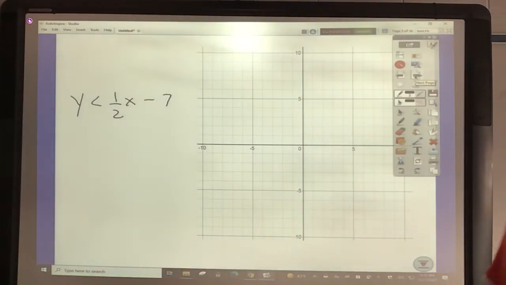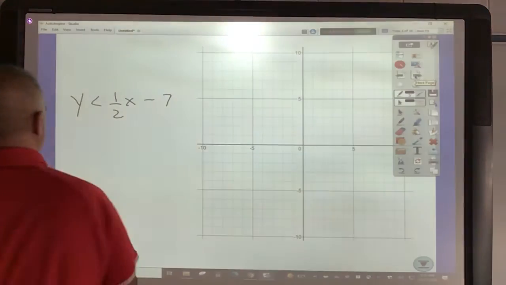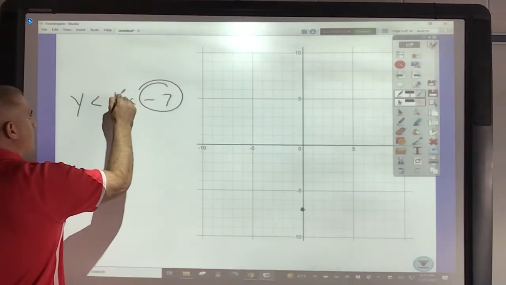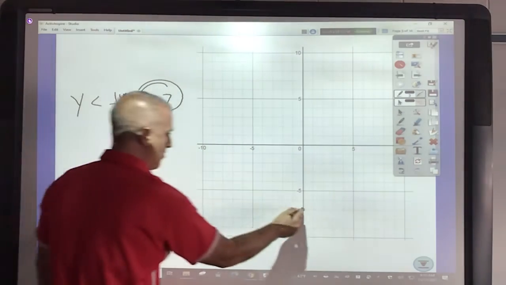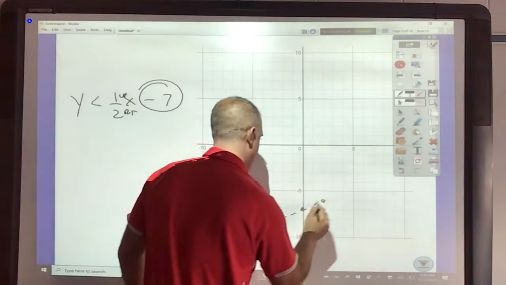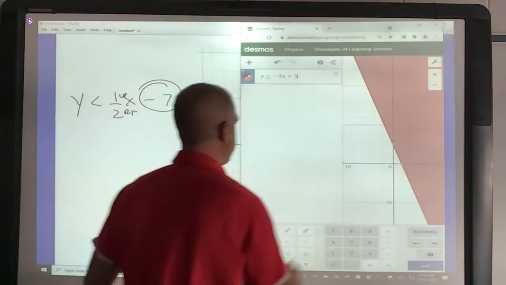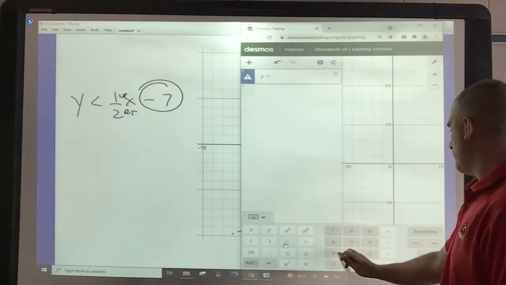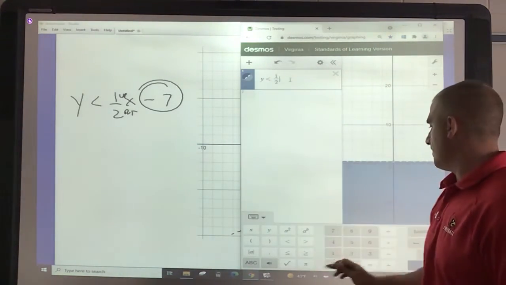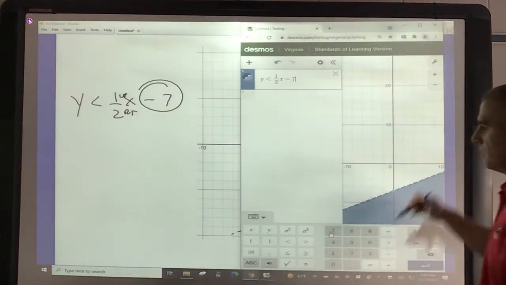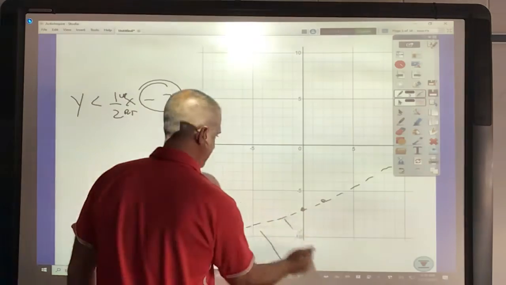Okay, now we go to these ones, the fraction ones, very similar. Here I'm going to start at -7 on the y-axis. This fraction means 1 up, 2 right. So 1 up, 1, 2 right. Okay, no line underneath of it. So I make a dashed line. Okay, so I got y less than 1 divided by 2. Click over here, put my x, put my -7. I can see the shading. That's down here.